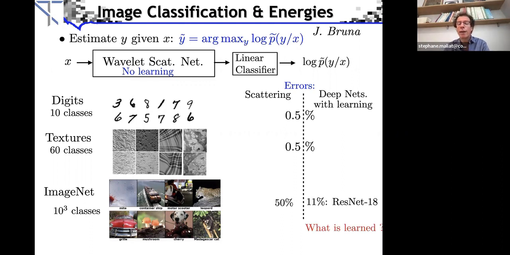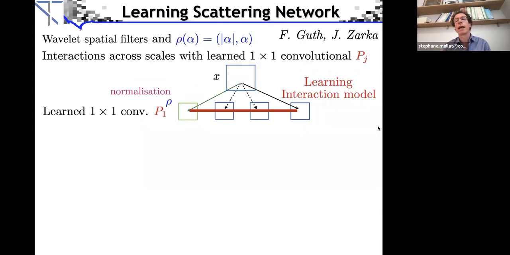So the question is, what is learned? And how does it relate to all what we've been discussing? And that's what I'm going to finish on. This is the work of Florentin Gut and John Zarka, who are finishing their PhD here at École Normale Supérieure. So the idea is the following.